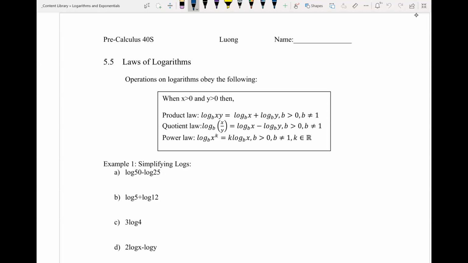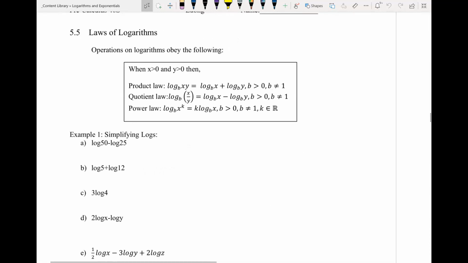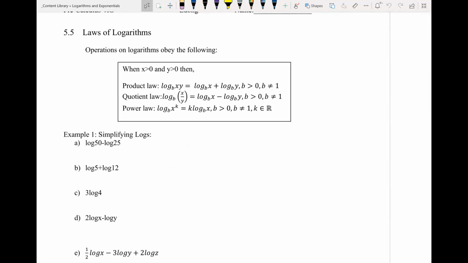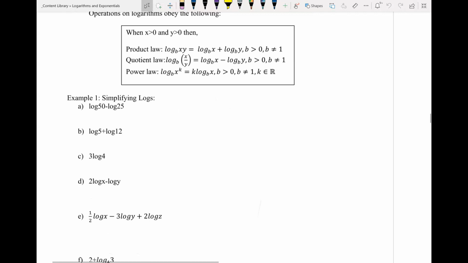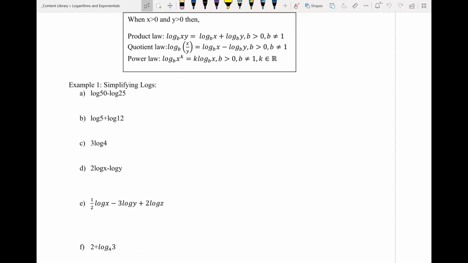So we're going to use these rules and go through the different examples of utilizing the product, quotient, and the power law. So for example 1, we have log 50 minus log 25. Remember that if there is no base indicated there, we assume that is base 10. And we're trying to simplify this log into one logarithm. And we're going to look at our three different laws and see which one is applicable.